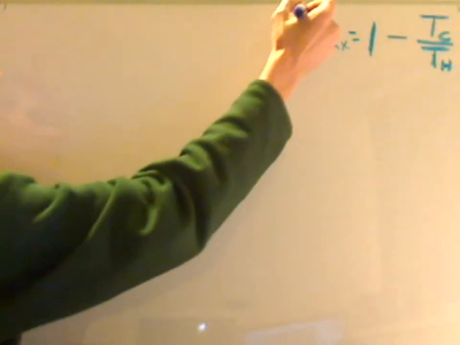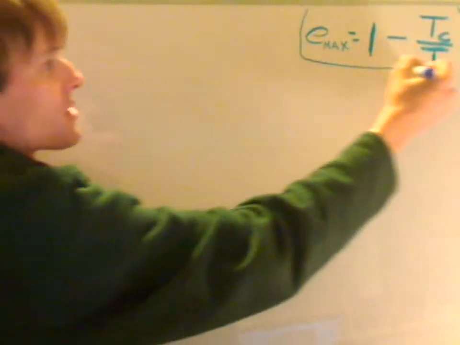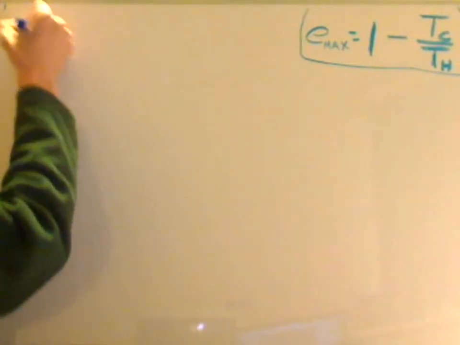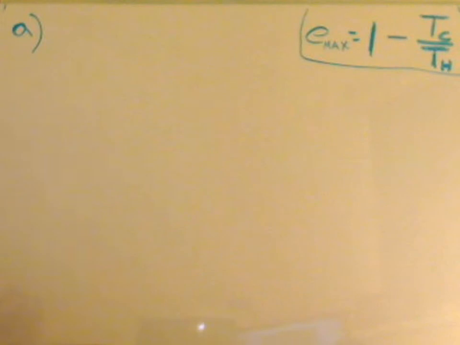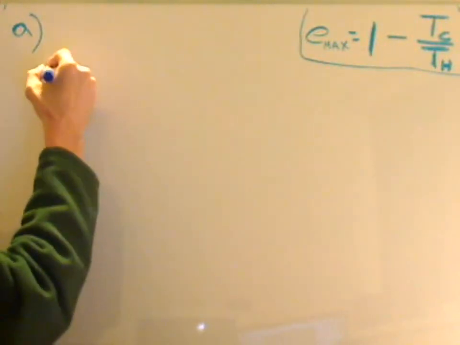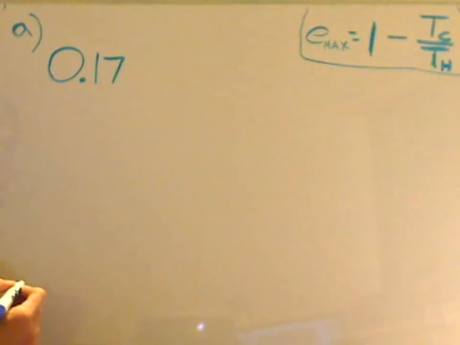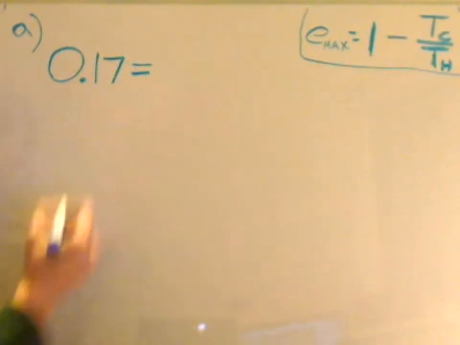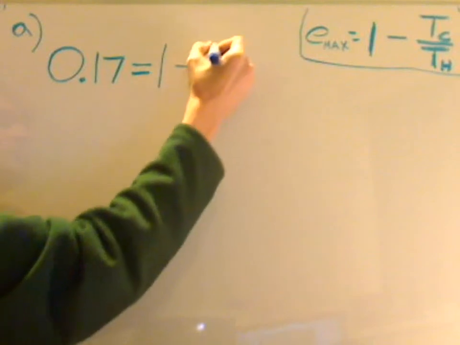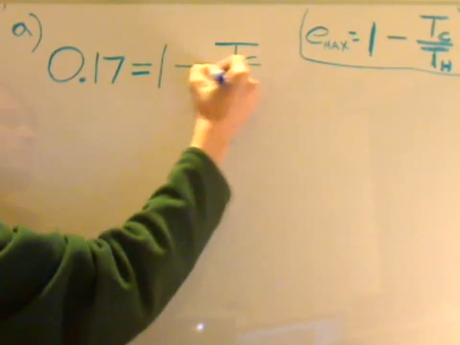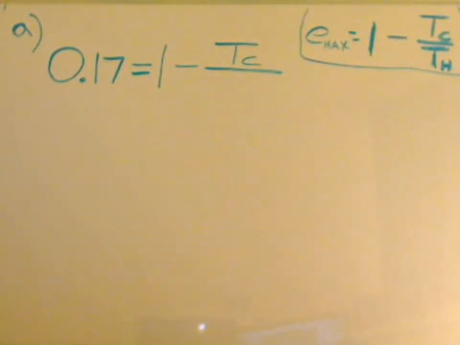Okay, so here's our expression for the maximum efficiency of a heat engine. In part A, we are asked to calculate the cold reservoir temperature if the efficiency is 17%. So let's plug those values into our heat engine expression. 17% is 0.17, and that equals 1 minus the cold reservoir temperature divided by the hot reservoir temperature.